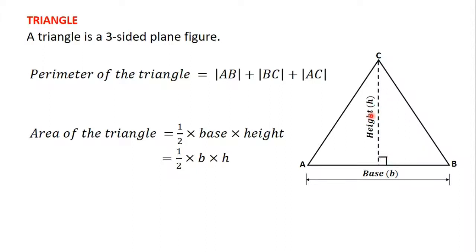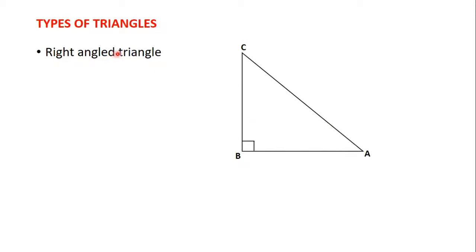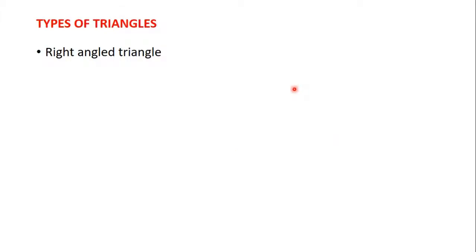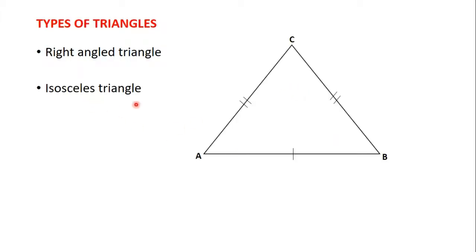In the video on plane geometry, we learned that there are different types of triangles. We learned that there is a right angled triangle, that is a triangle with one interior angle being equal to 90 degrees. So for example, this is a right angled triangle. We also learned about isosceles triangles, triangles with two sides being equal. So for example, the triangle ABC has the sides AC and BC as equal. So this is an example of an isosceles triangle.